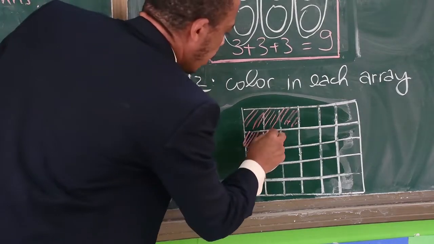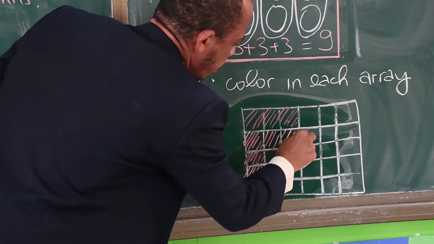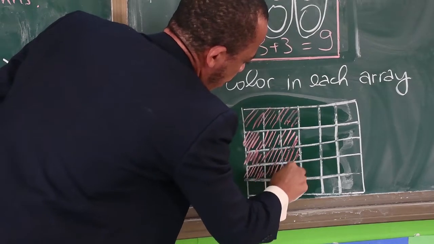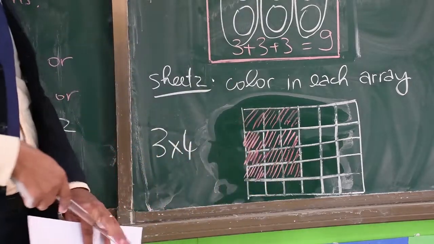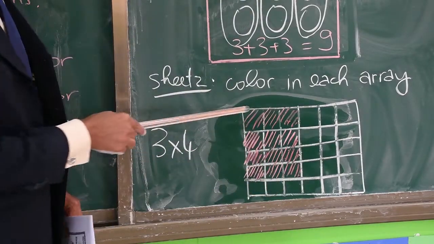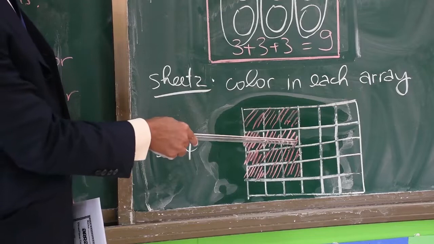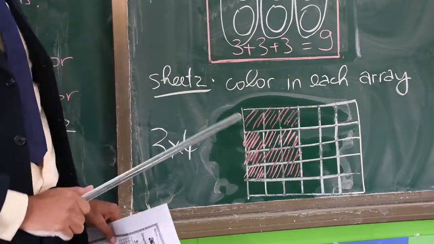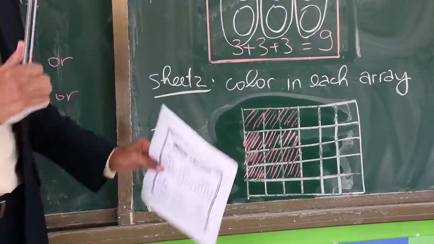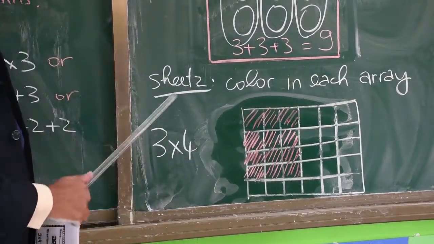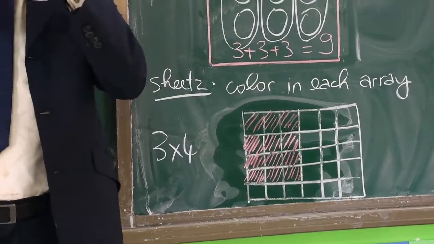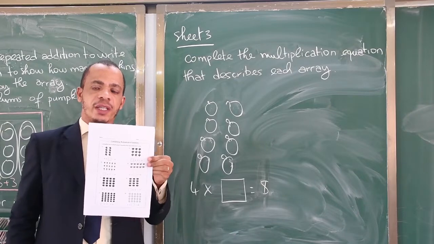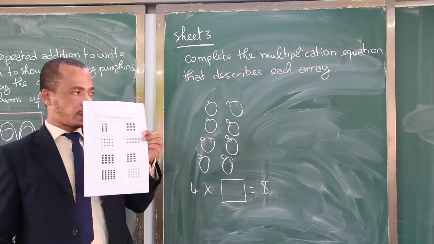So 3 times 4 equals 12. All this space should be colored in red. So you can take it again, you'll see. 1, 2, 3, 4, 5, 6, 7, 8, 9, 10, 11, 12. This drawing corresponds to this equation 3 times 4. So you have to do the rest on the page. So let's continue and finish with the third worksheet.